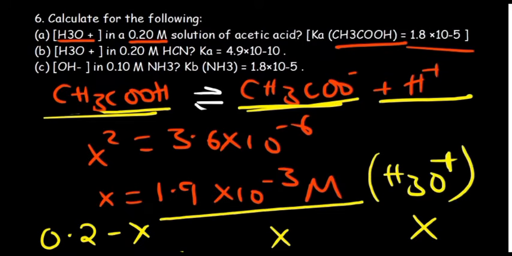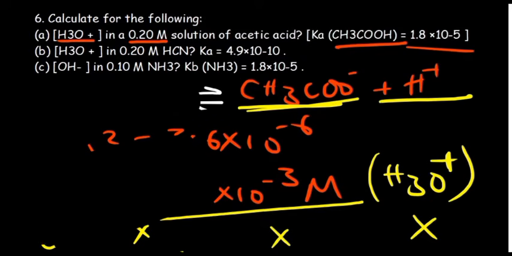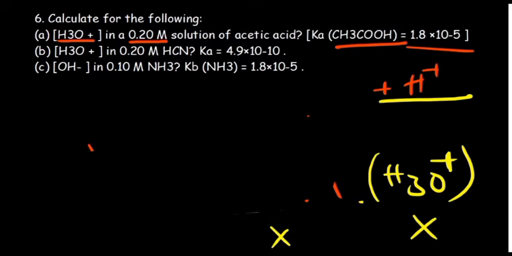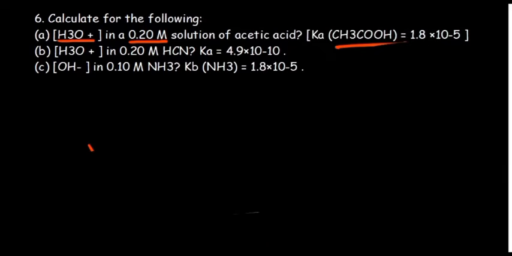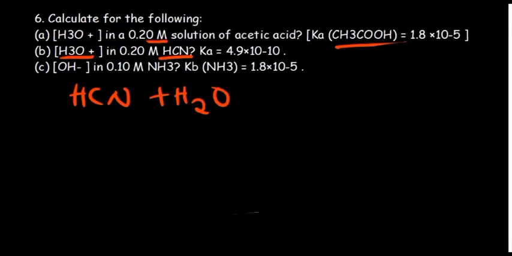Okay, question B. We are also asked to find the hydronium ion concentration in 0.20 molar HCN. So we even know what is going on now, so you can save on time. Let's write the dissociation reaction. What we have is HCN. This time around, let's show the water molecule so that you see where the hydronium ion is coming from.